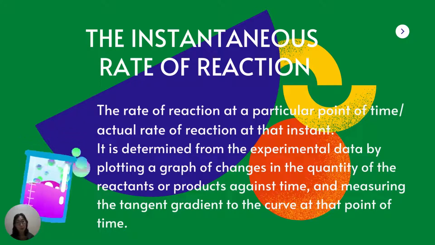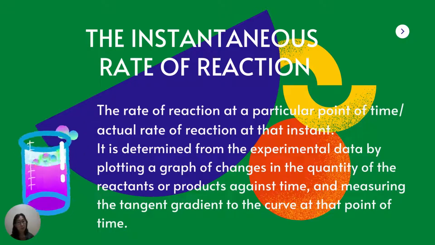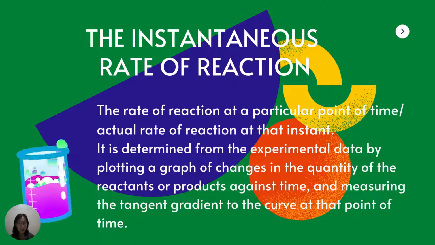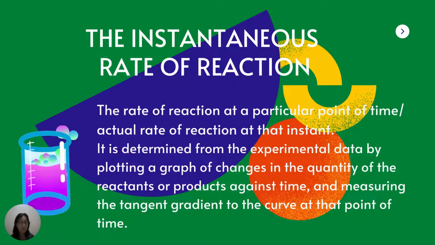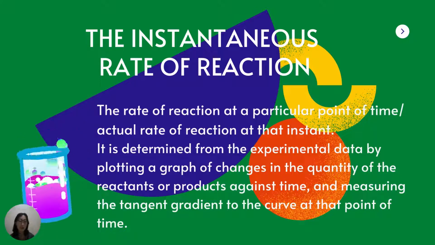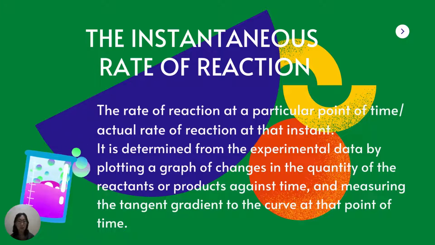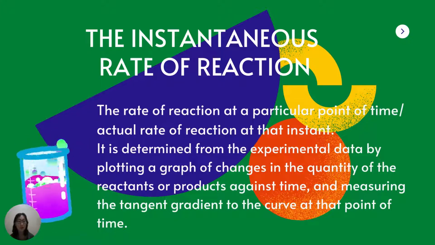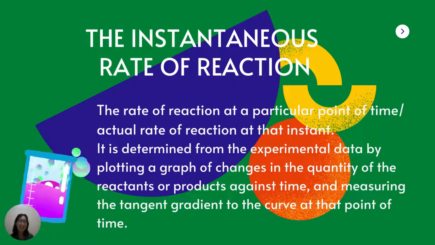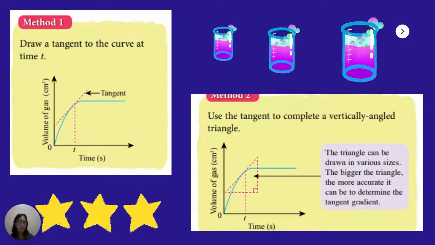Or you can refer to the speed trap, where the traffic police trap those speeding at a certain time. So it is determined from the experimental data by plotting a graph of changes in the quantity of the reactants or products against time, and measuring the tangent gradient to the curve at that point of time. So this one, you always have to draw a tangent and determine its gradient. There are a few steps for you to do this.